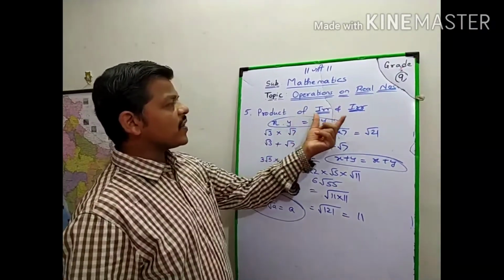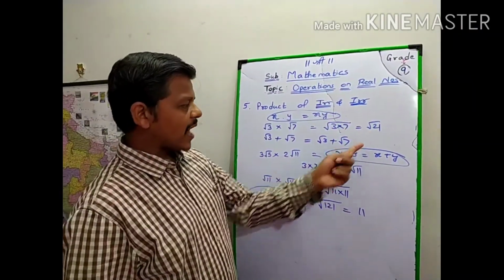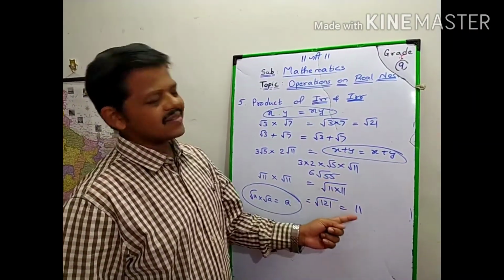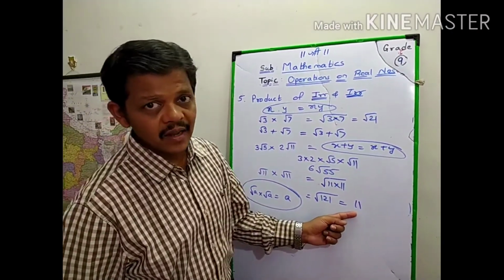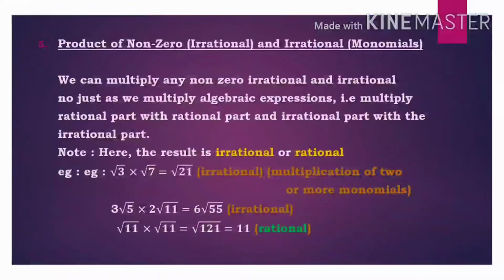So product of irrational and irrational sometimes will be irrational, sometimes can be rational. That is what we have already written on our screen. You can check it out. Understand carefully.